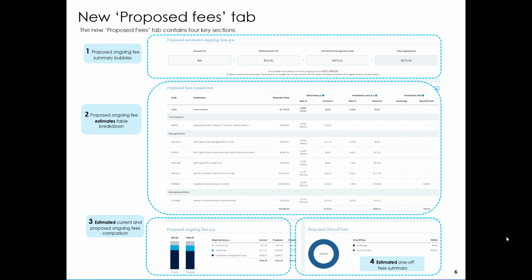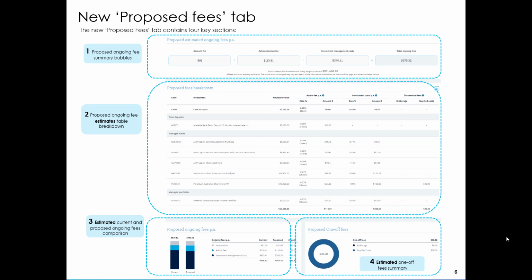The second section entails the proposed ongoing fee estimate table breakdown, which displays the individual investment's proposed value and calls out the fee percentage rate and dollar amount. It will break down the fees into each investment by administration fee, investment cost per annum, and transaction fees. The transaction fees will break down the buy and sell costs for managed funds and brokerage for equities if applicable.